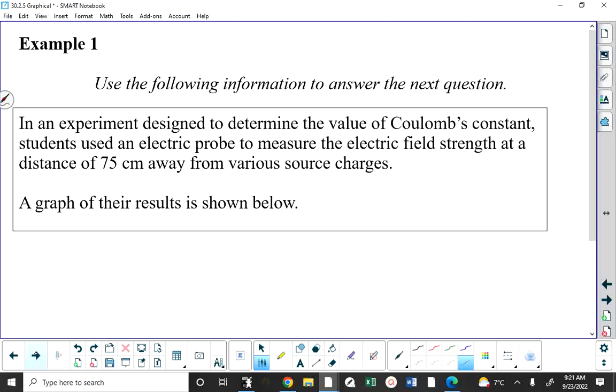By the way, I don't mean a whole bunch at the same time. What I mean is they put a source charge right here at my fingertips, 75 centimeters away, they read the electric field strength, they write it down. They change the source charge, they repeat it. So they're collecting source charge and electric field strength for data.